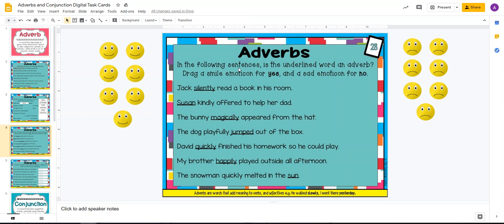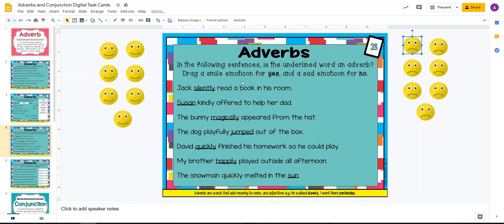On the next one, this one's just a little tricky. In the following sentences, is the underlined word an adverb? So you have to look at the word here and decide if it's an adverb or not. If it is an adverb, you take a smiley face and drag it to that sentence. If it is not an adverb, then you take the frowny face and drag that over there.